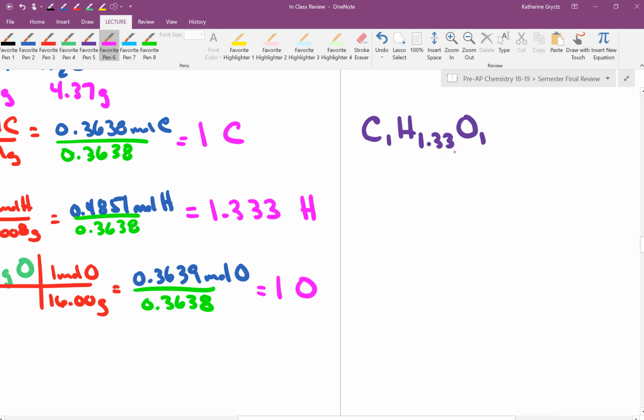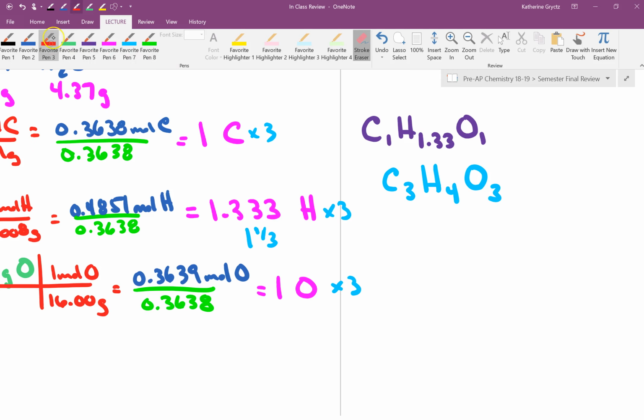Well, you've never seen a chemical formula with a decimal in it, so we have to get rid of it. So some of you may do this before you write in a formula. I just want to show you why we're doing this. Whether you're a decimal person or a fraction person, this is a 1 1/3, or 1.33. You have to get rid of that decimal, and the only way you're going to get rid of that decimal is you're going to have to multiply it by something. So how we get rid of a third is we multiply the thing by 3. But if you multiply this guy by 3, you have to multiply all of them by 3, so you keep the ratios the same. So if you do that, you're going to get C3H4O3. 1.333 times 3 is 4. Okay, so this is your empirical formula.